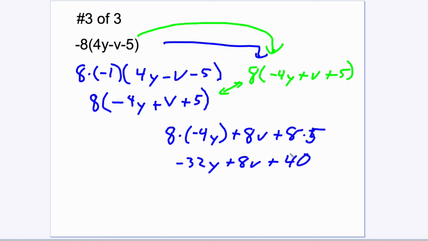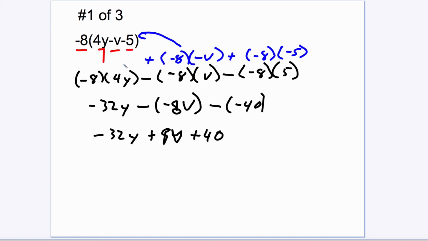Okay, so 3 different ways to approach the same problem. The first one, I multiplied negative 8 through everything and had ample opportunity to lose negative signs. There are negative signs all over the place. But this is the kind of mathematically pure way of doing it. This is the way you're taught to just multiply things through.